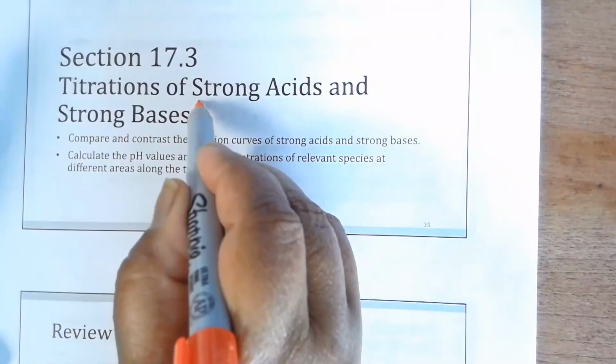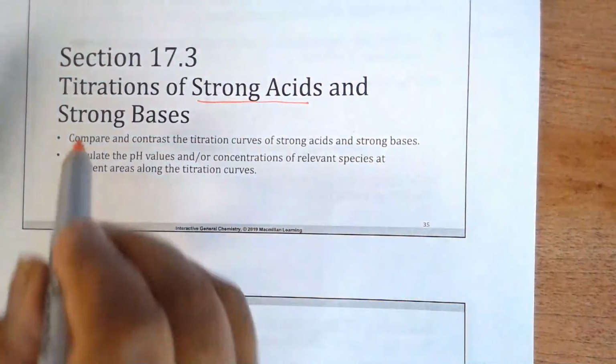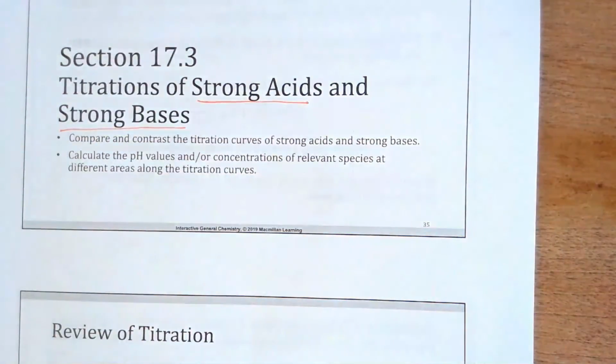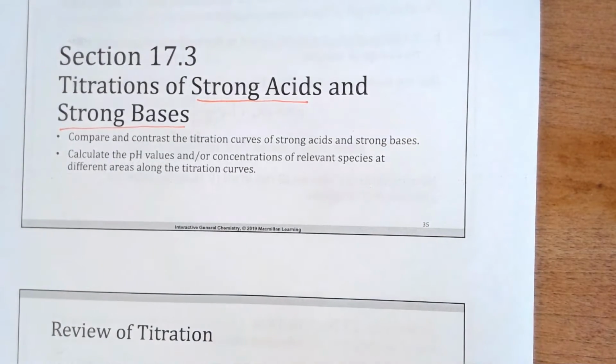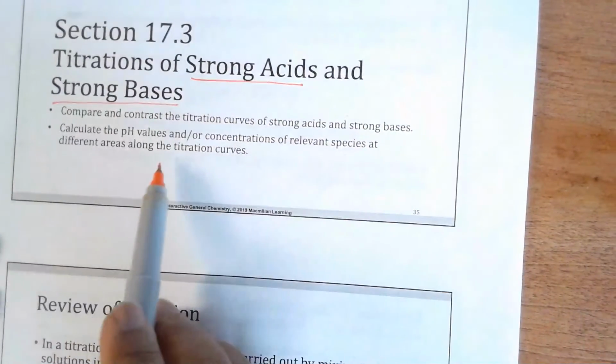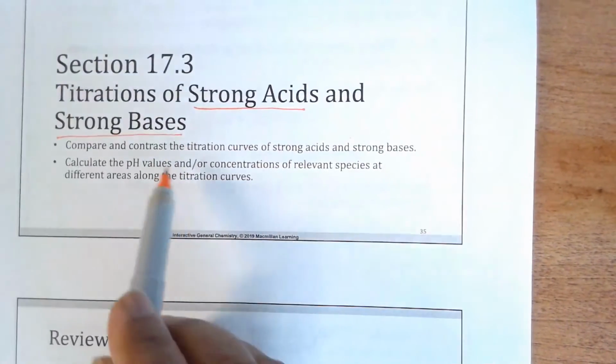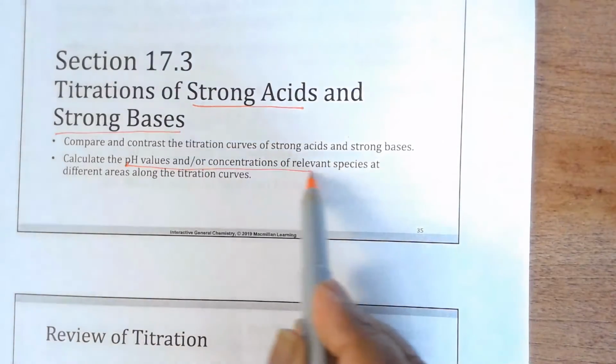We looked at the titrations of strong acids with strong bases. So we looked at a complete example, and we saw the different parts of the titration curve, and we also calculated pH values and concentrations of relevant species.